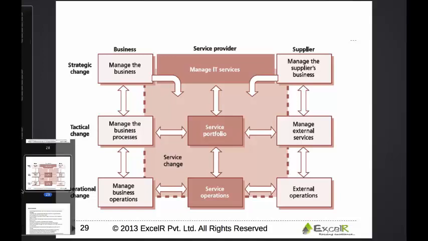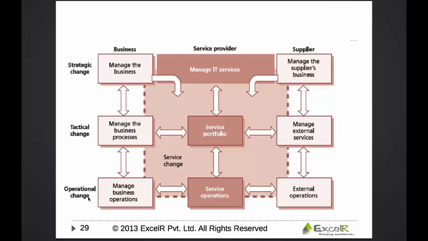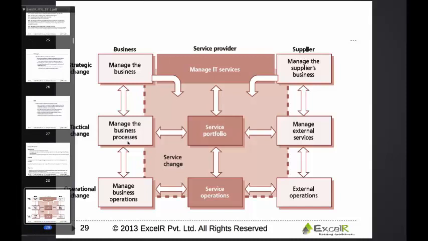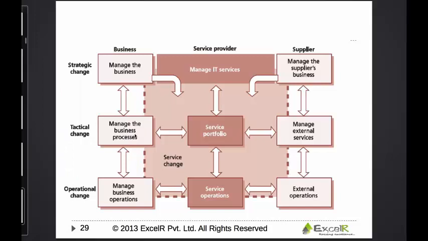And changes will be at three different levels: operational change, which you are seeing on the left side, bottom of the screen; tactical change; and strategic change. Operational change means the changes which happen at the day-to-day operations level. You may change the IP of a server, or you may upgrade a patch on the server. These are all at an operational level. Tactical changes are midterm. Strategic changes are long-term changes which you do in the long run, right?